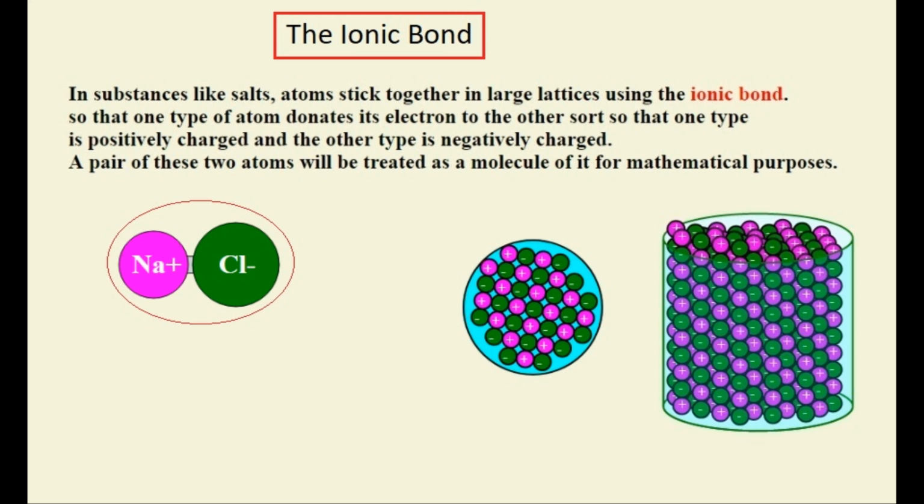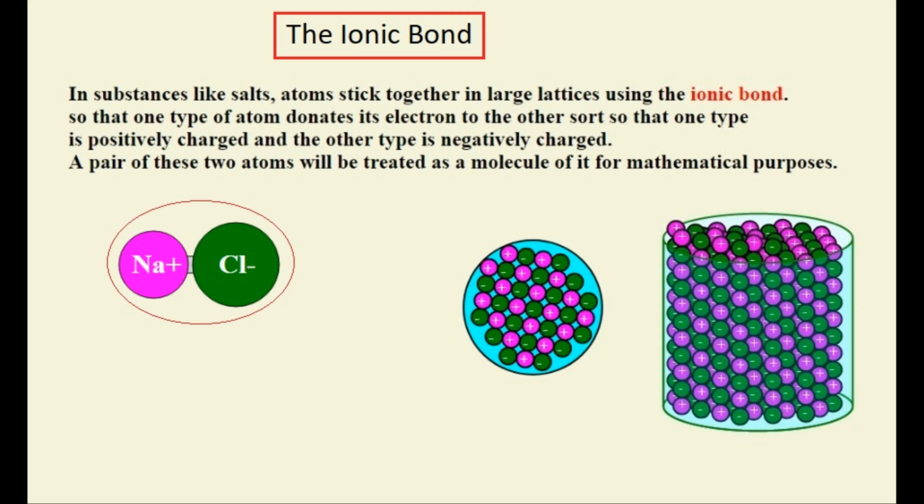In salts, the atoms are bonded together using the ionic bond, where the atoms of one type of atom, usually the metal, donate an electron from its outer shell to the non-metal, so that they both have completed outer electron shells. This causes these atoms to be electrically charged, so they are held together by electrical attraction. This is called the ionic bond.